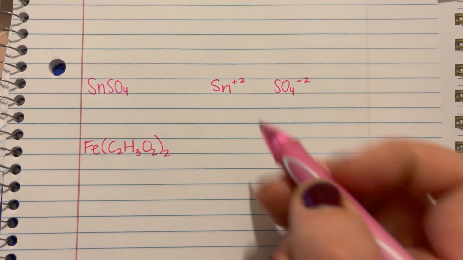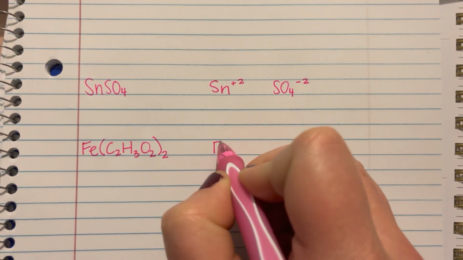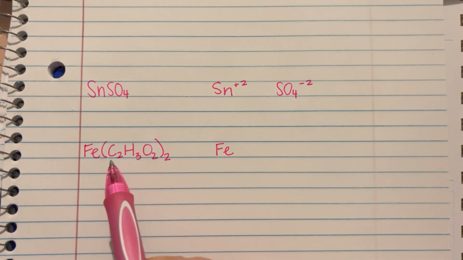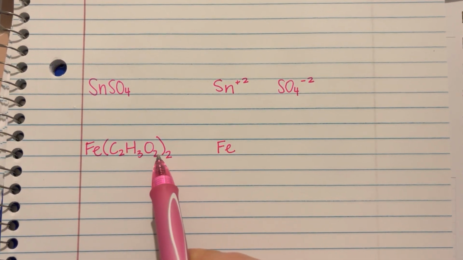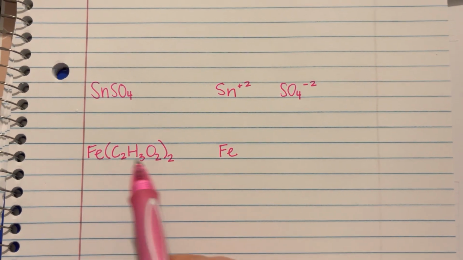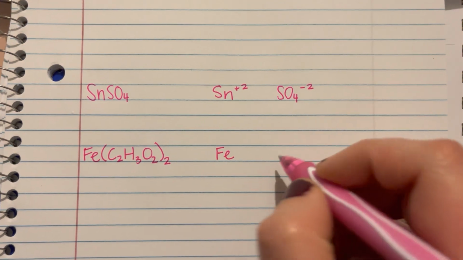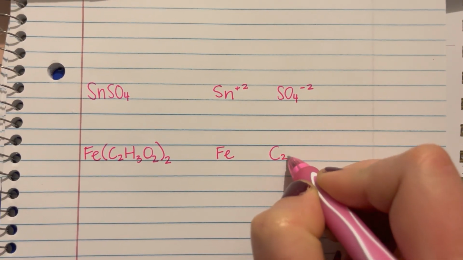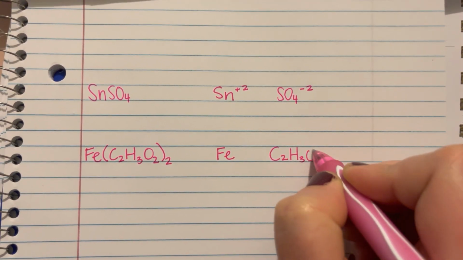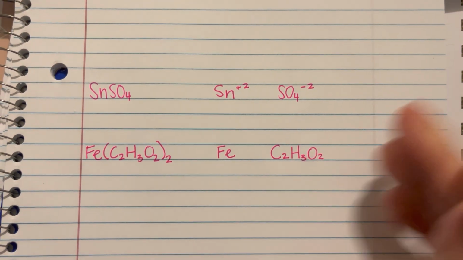So same thing, I'm going to separate my first element and then everything else that's left. Because this is in parentheses, I do not keep the number on the outside, but all of these subscripts I would keep. So C2H3O2. Keep all of those together.